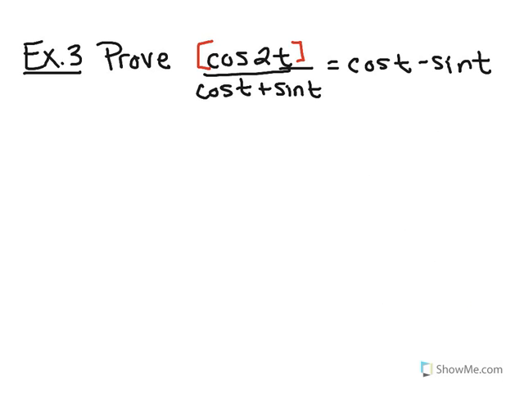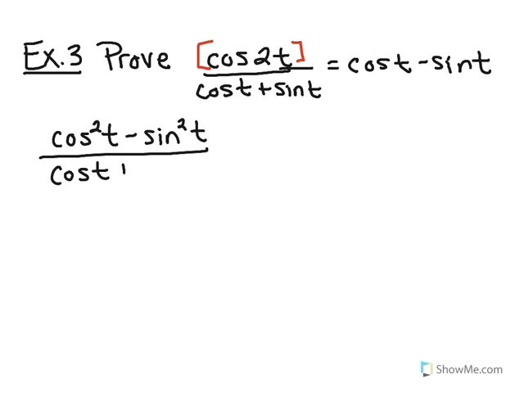All right, so I'm going to go ahead and rewrite this as the cosine squared t minus sine squared t all over cosine t plus sine t. All right. So let's see, how was this helpful? Because we're trying to get from here to this ending, cosine t minus sine t.